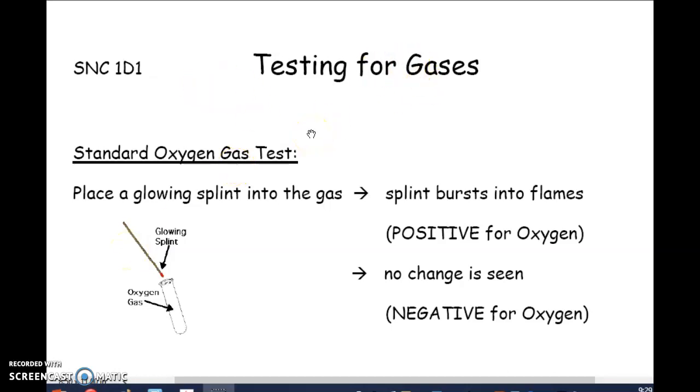Again, take a look at the video for the Hoffman apparatus. It will show you 2 out of the 3, but I'm going to show you all 3 of these tomorrow.